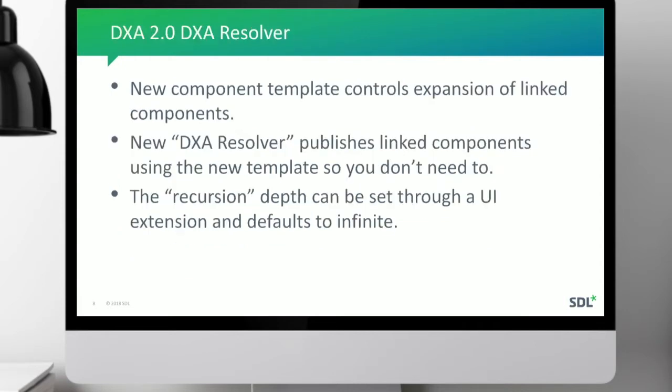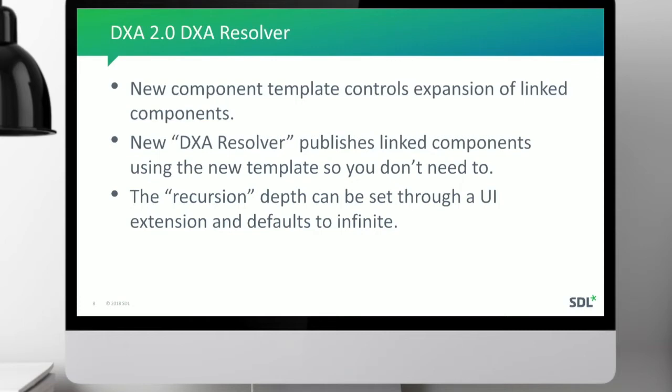Okay, so let's talk about that. Part of the way we control the expansion of link components in the publishing pipeline now is we've introduced this custom resolver, which is a hook into the publishing pipeline that Tridion offers. It's been around for a while, but we've made use of it in DXA because we've got this new data presentation template, where you can add your link schemas to determine what gets expanded and what doesn't. But a downside of that is you need to publish components against this particular template. So we've introduced this custom resolver, which automatically does that for you.